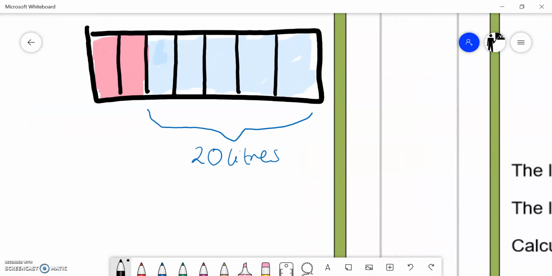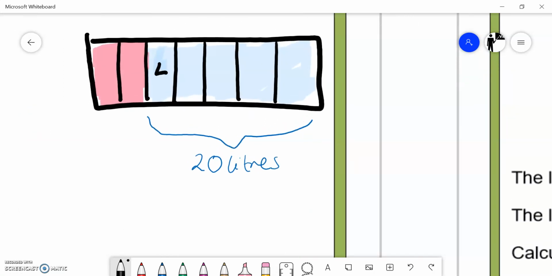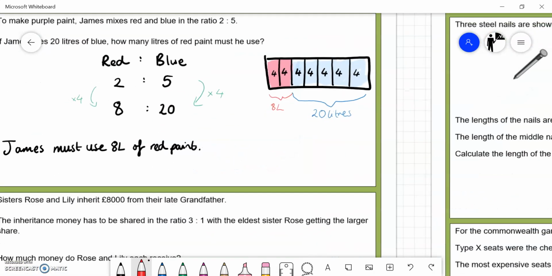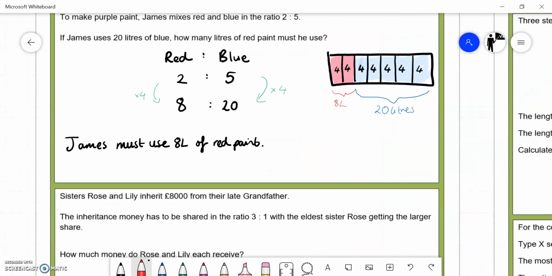So we could work out what each section is worth, because we've got 20 being shared between 5, and 20 divided by 5 is 4. And because all the sections are equal, the red sections will also be 4. And that's how we can also get our 8 litres here. So that's just another wee strategy for how to solve that.